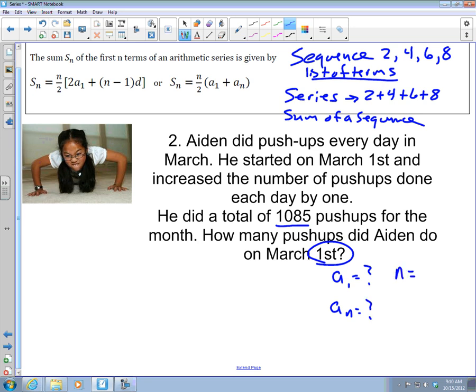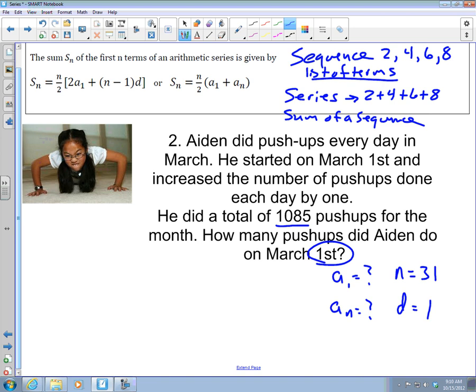First of all, n. How many days did he do push-ups? Well, in March there's 31 days, so I'm going to say n is 31. And the common difference, this is an arithmetic sequence that we're going to be adding up. He's adding one more each time, so the common difference is 1.